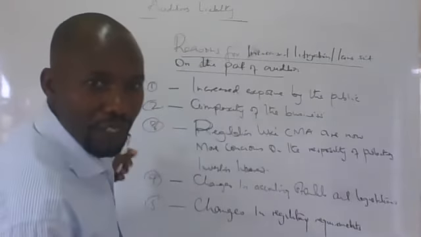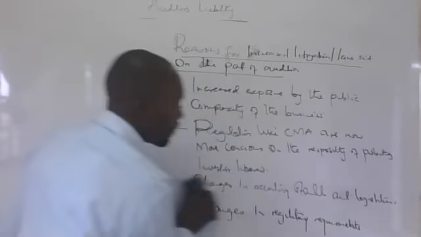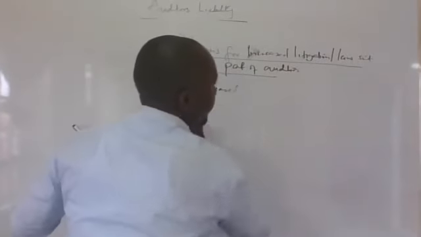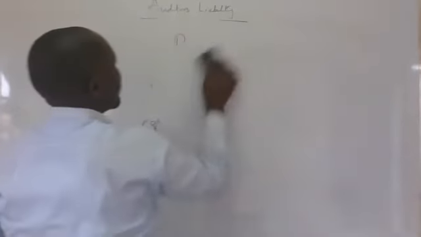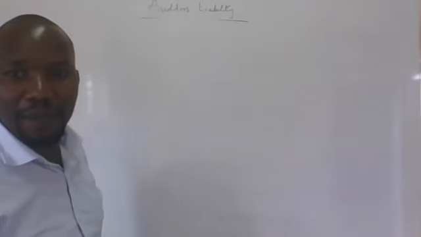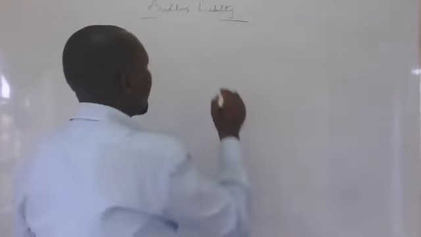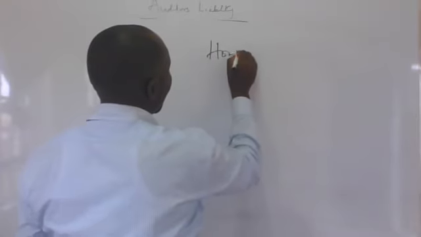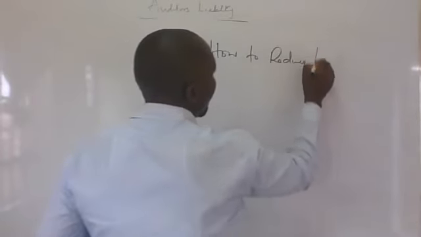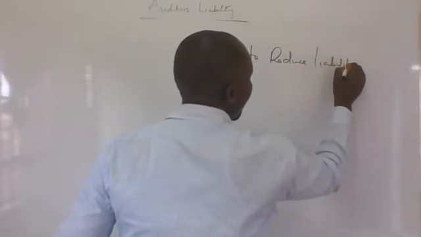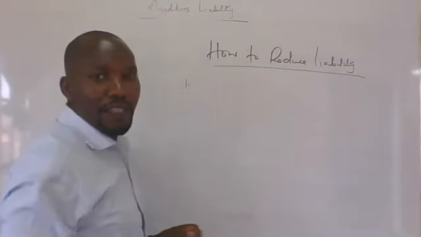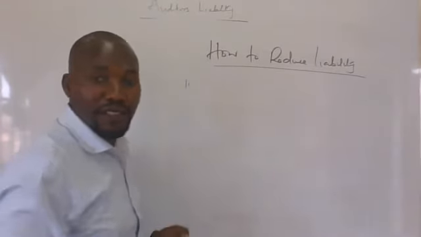Then we go to the questions that have been set under the same topic. So how to reduce third-party liability? Or basically liability. Number one, indemnity cover or insurance.